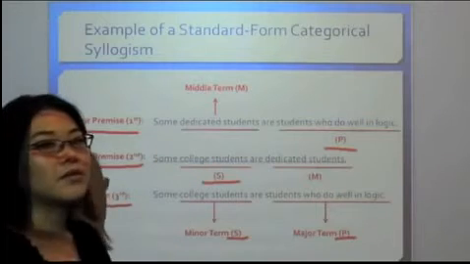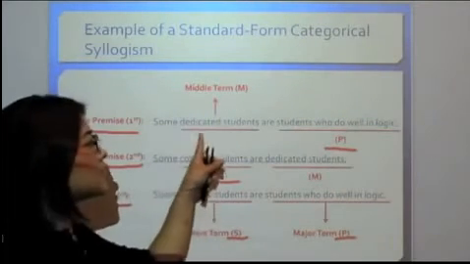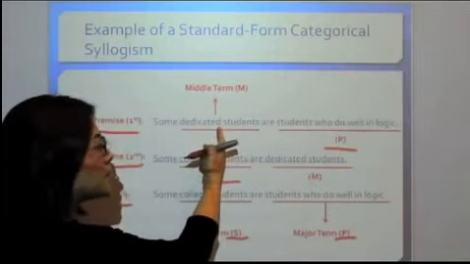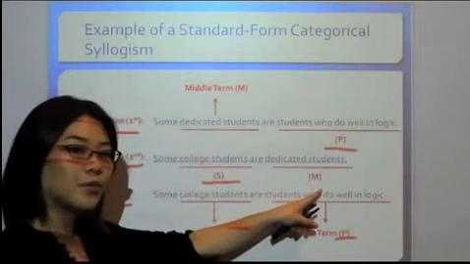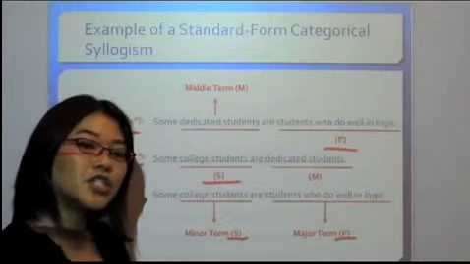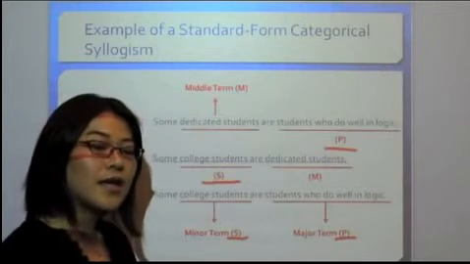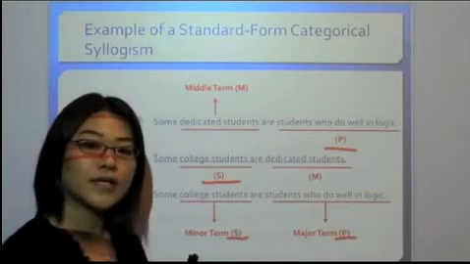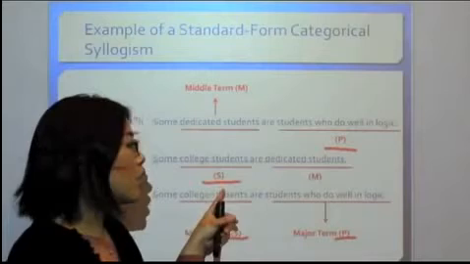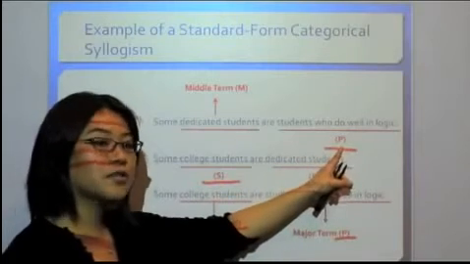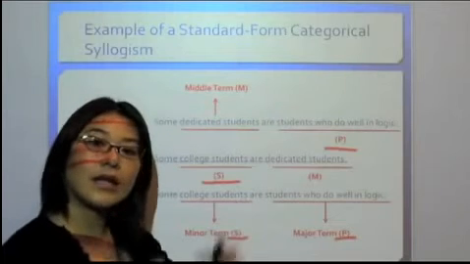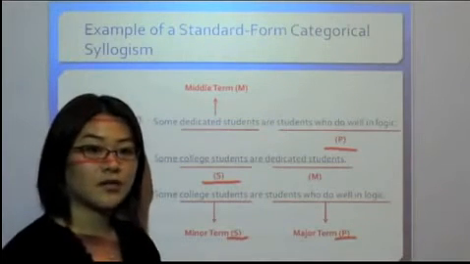Finally, we also have the middle term. And the middle term in this case is dedicated students. Okay, and it occurs here in this premise, the major premise, as well as here in the minor premise, okay? So the middle term is always going to be the term that is shared by both premises, okay? It's the only term that occurs twice in the premises, okay? Notice how the minor term occurs once, and the major term occurs once, but the middle term occurs twice. And the middle term is supposed to be the term that connects the two premises together, okay?